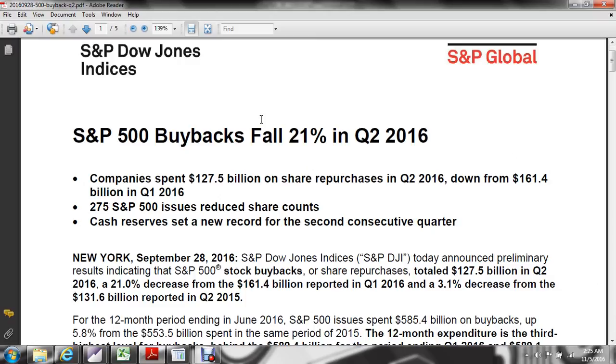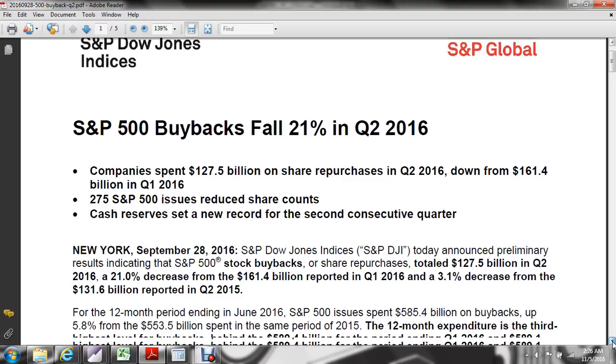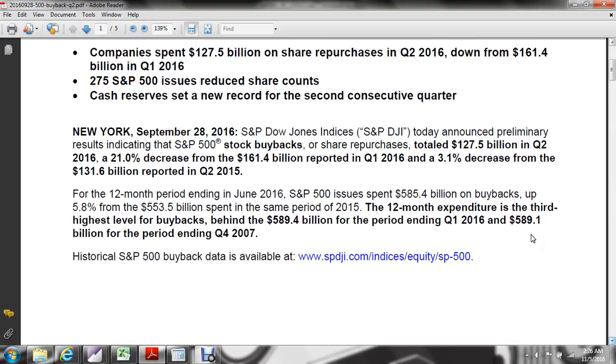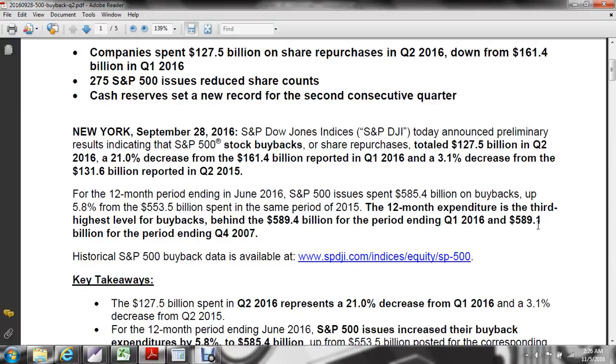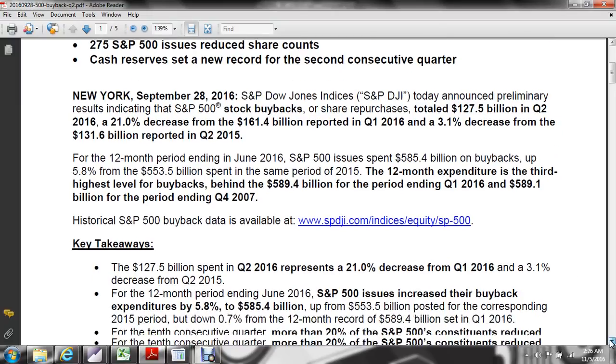Now, this PDF from S&P Dow Jones Indices shows that buybacks fell 21% in the second quarter, but they were still very high. $127 billion is a lot of money, and it also shows that the 12-month expenditures are the third highest ever, only behind the first quarter of 2016 and the fourth quarter of 2017. So you've got $585 billion in buybacks. That's a lot of money. It's a lot of stock being bought back.